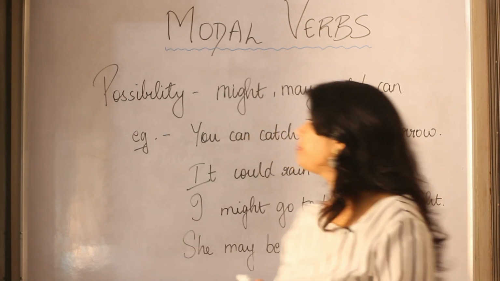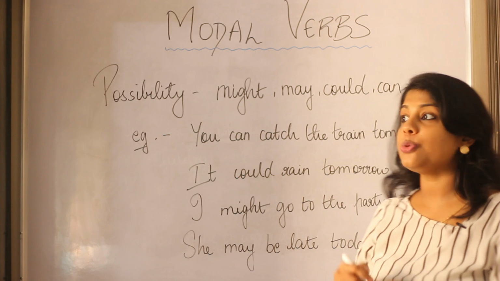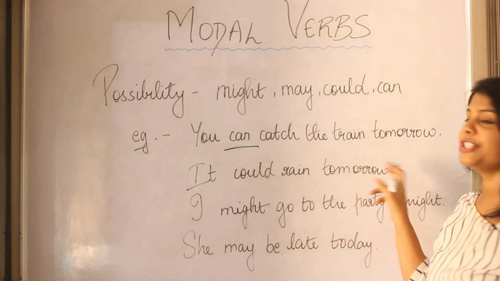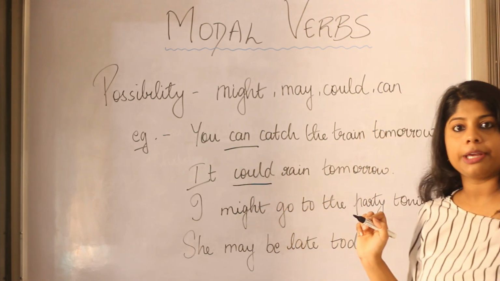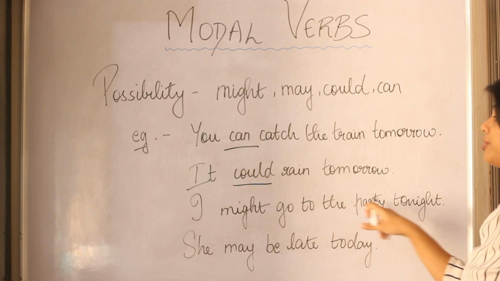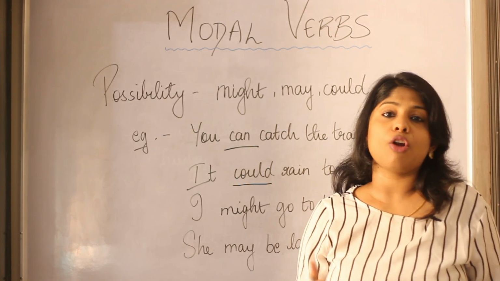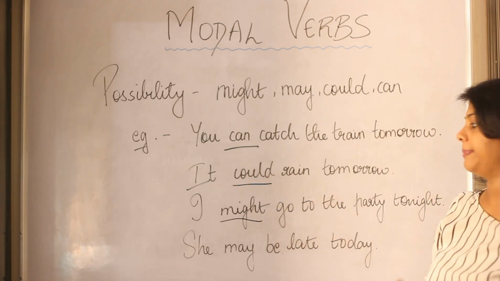For example, you can catch the train tomorrow. There is a possibility that you can catch it or you may miss it. It could rain tomorrow. Yes, we can never be sure of the rains, can we? I might go to the party tonight. I'm not really sure. There is a slight possibility I may not go as well. So might here again shows possibility.